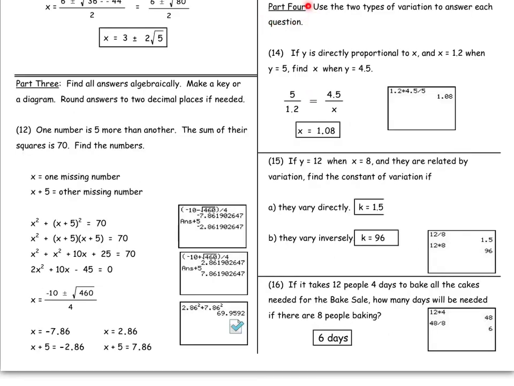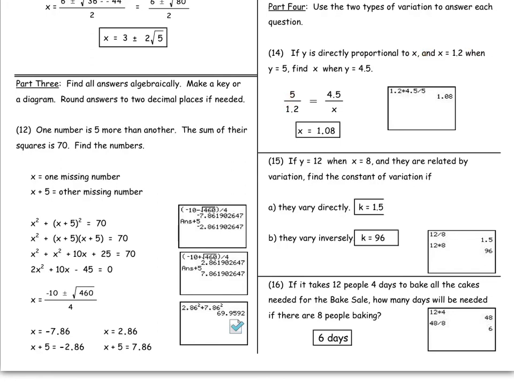Part 4, the variation problems. In number 14, I said y was direct to x. That meant that y divided by x was going to come out to be the same number all the time, which is called the constant of proportionality, or the constant of variation. I decided to put y equals 5 on top with x equals 1.2 underneath it.